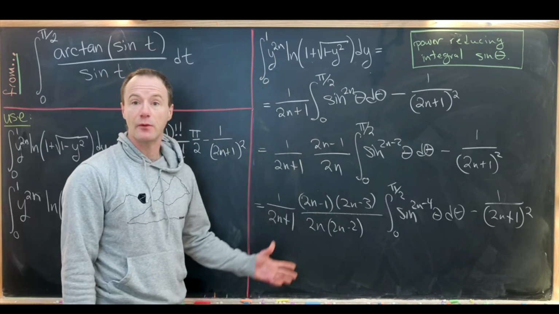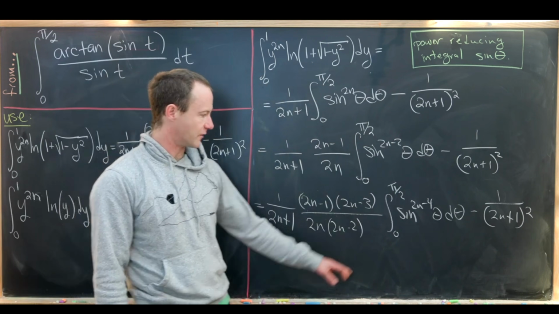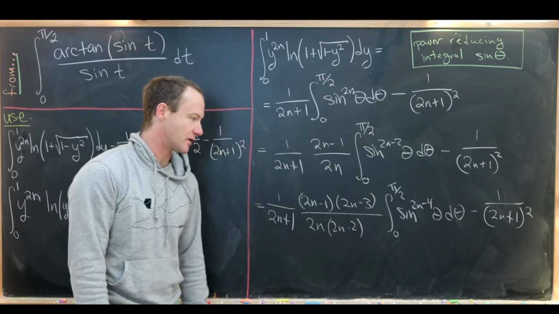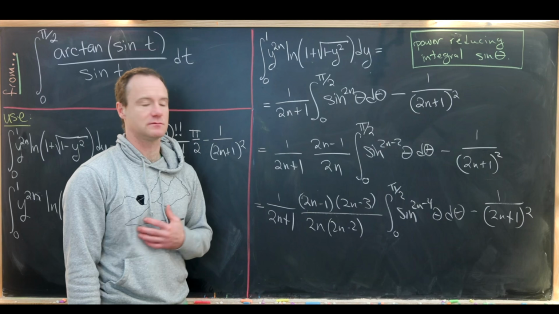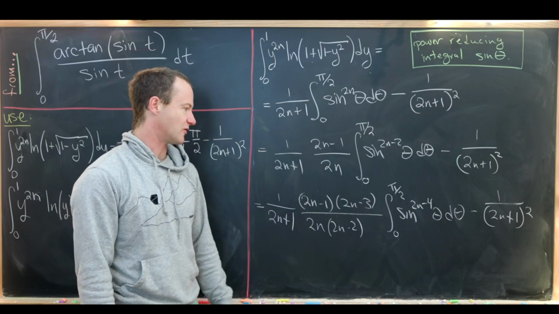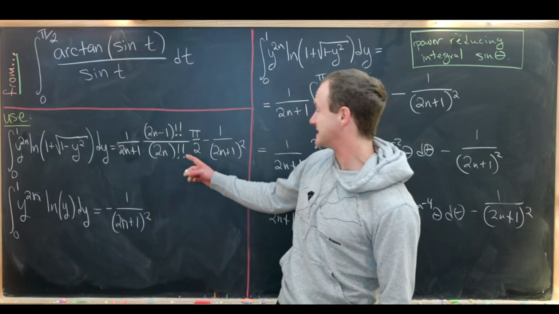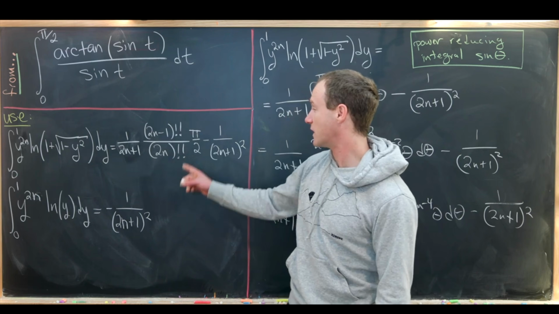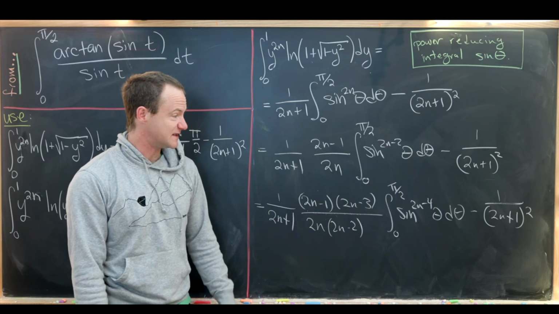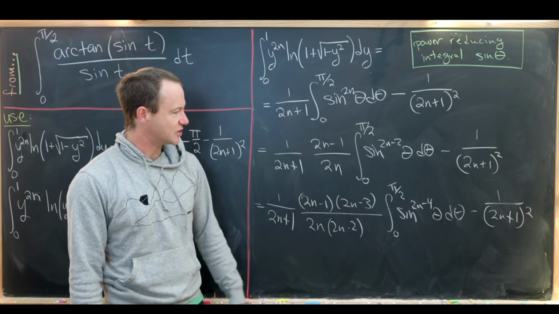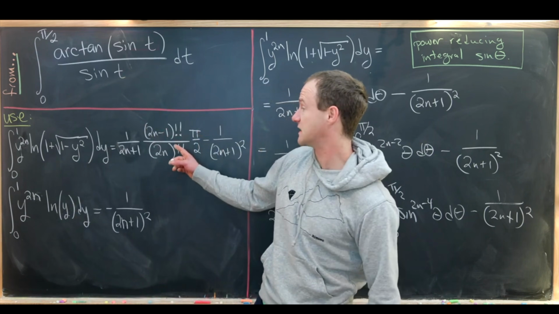Great. Now we can keep applying this over and over until we get sine to the 0 power, but then we'll just have the integral from 0 to pi over 2 d theta. But that just gives us pi over 2. And we'll be left with exactly what we want in the numerator and the denominator here. So if you want to work out the rest of the details, I urge you to, but I think this is a good place to stop for this integral.